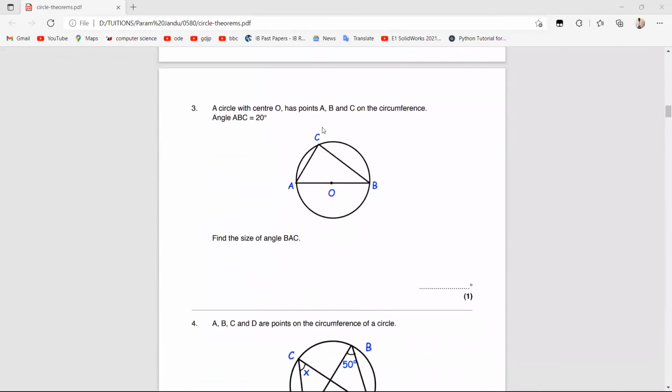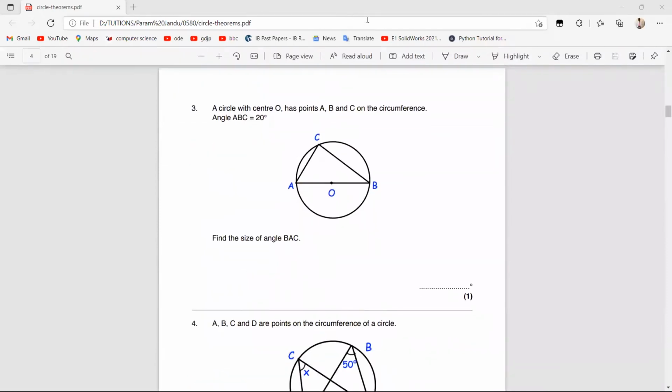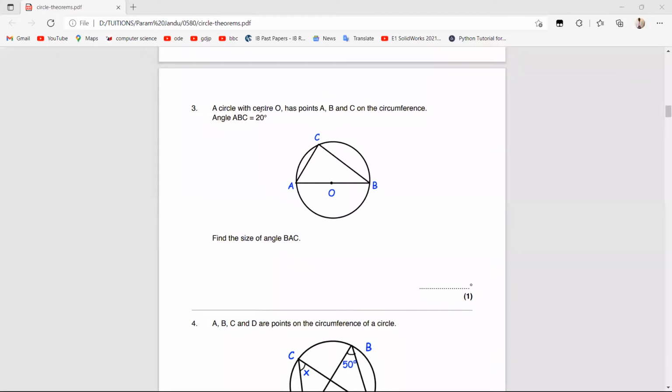Question 3. Question 3 says O is the center. Okay, remember, and I repeat this, do not assume O is the center unless the question says so. So center O, and there's point ABC on the circumference. Looking at this diagram, AB is our diameter, because it's passing through the center. They want the size of angle BAC.